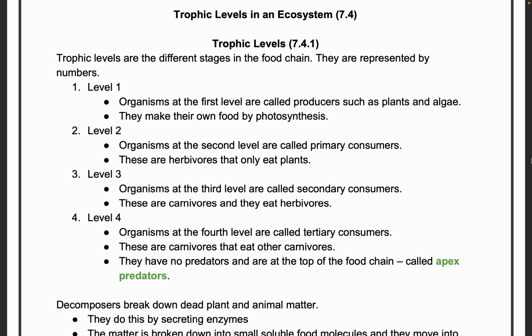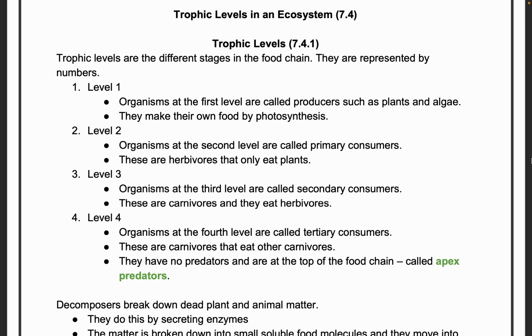So in this part B of the ecology series, we are going to discuss the trophic levels. Trophic levels are different stages in the food chain. They are represented by numbers. So you can make the levels like level 1, 2, 3, 4. So level 1 may be the basic trophic level, which are called producers. For example, plants and algae are all producers.